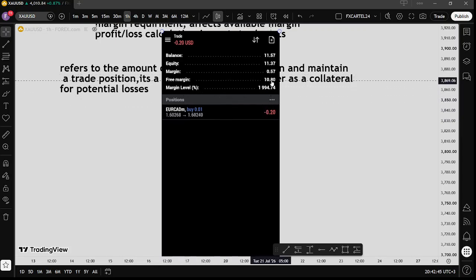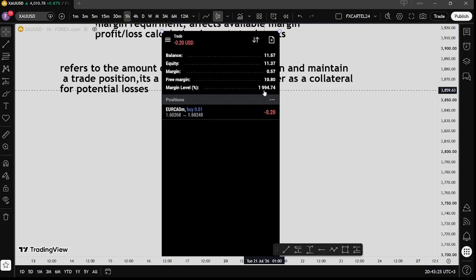Then free margin is the money that is available for future trades, held with the broker as collateral. If you enter another position, you will see this one cut. But when you go in profits, this one will also increase. Why? Because the margin is increasing. Then margin level percent: whenever the loss increases, this one decreases. Whenever you make more profits, the margin level increases.